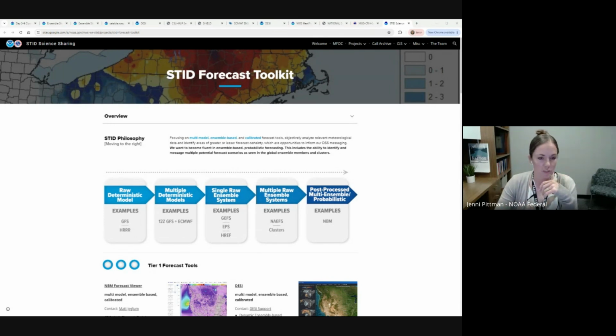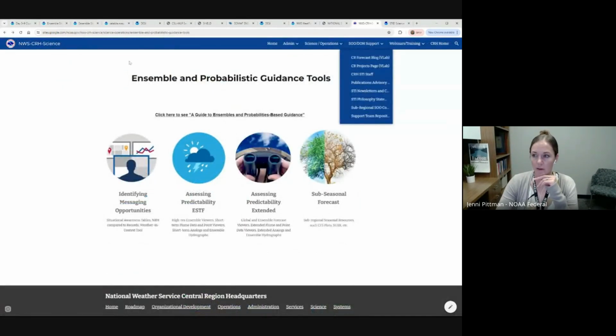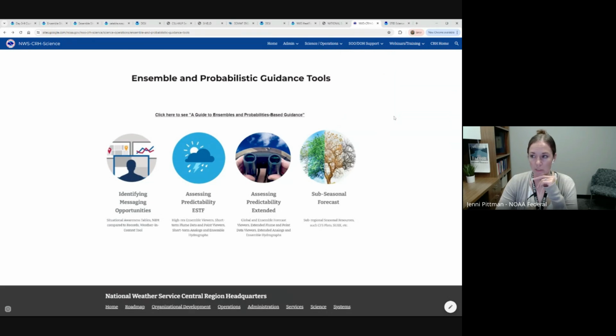And I just wanted to start out mentioning that there are a couple of websites, both Western Region's Forecast Toolkit and then our ensemble and probabilistic guidance tools on the STI website, Central Region's STI website, that have links to all of this. So if you have either one of those resources available to you, you'll be able to find the things that we're looking at today, in case you don't have links to them already.